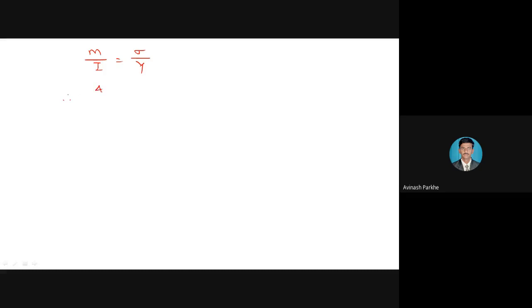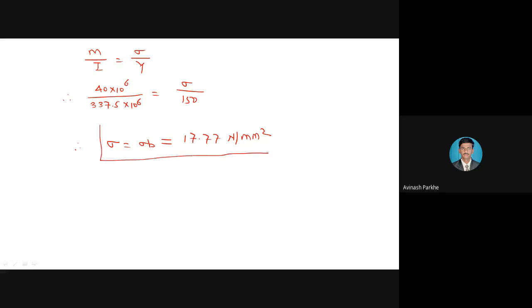So M is 40 into 10 raised to 6, I is 337.5 into 10 raised to 6, sigma we have to calculate, and y is equal to 150. Therefore, sigma b is equal to 17.77 Newton per mm square. Please check your answers. Yes, 17.77 Newton per mm square. Try to represent the units also.